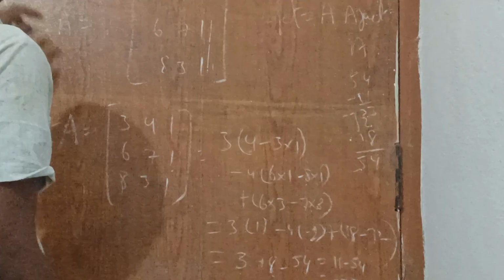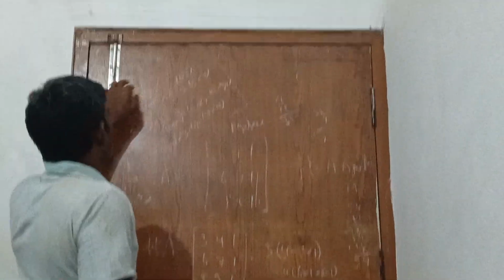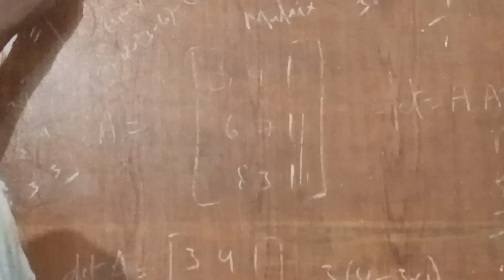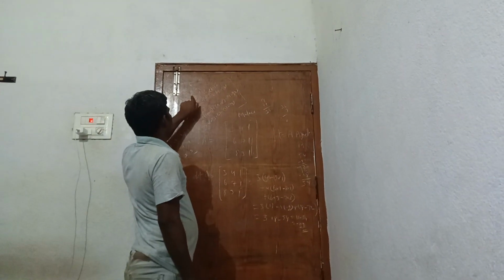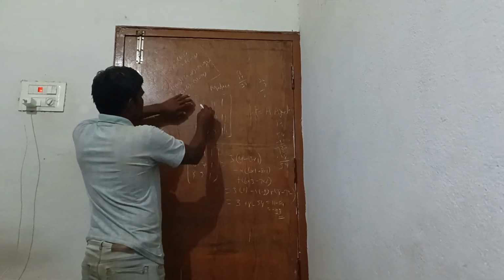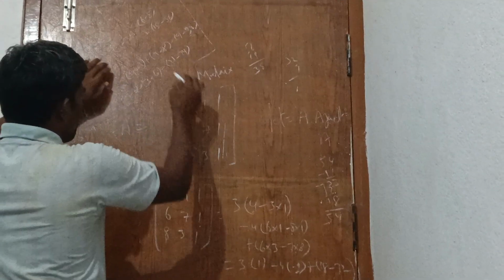Next one adjoint here. Apply the symbols. This matrix apply the symbols. Plus to minus plus to minus to plus to minus to plus to minus to plus. Apply this matrix. Next one, this is cancel. Adjoint here problem I am explaining.